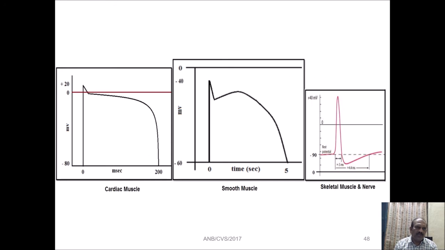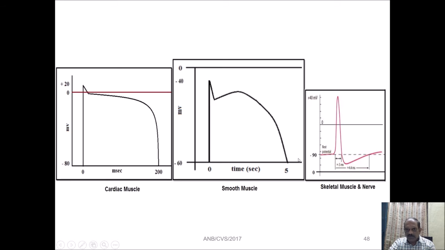Yes. Now you can observe that these are the action potentials observed in three types of muscle: skeletal muscle, smooth muscle and cardiac muscle. You can see in this figure that these muscles show different types of action potential. They have different shapes and different forms. For example, this action potential is recorded in the skeletal muscle and the nerve. It is a spike type of action potential.